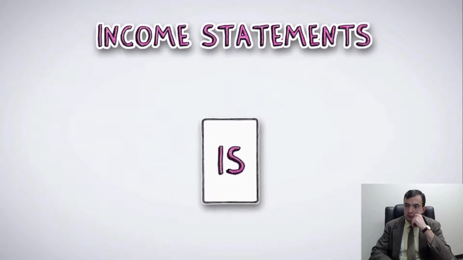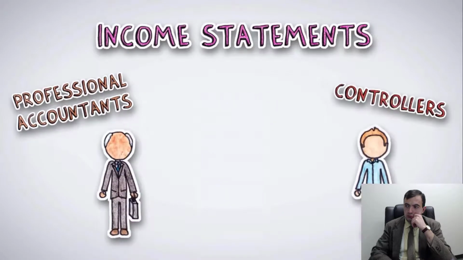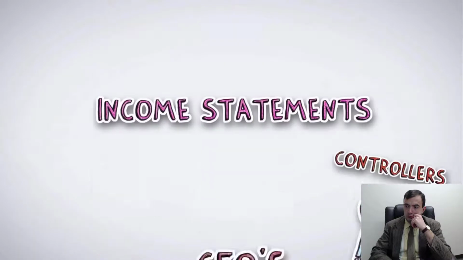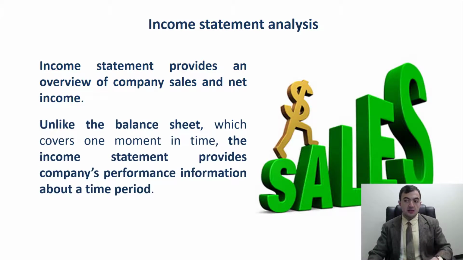Usually, income statements are a little more complex to put together and are handled by professional accountants, controllers, or CFOs, and follow the generally accepted accounting principles. So as a summary, we can say that the income statement provides an overview of a company's sales and net income. And unlike the balance statement, which covers the information at a specific moment of time, the income statement provides the company's performance information about the entire time period.